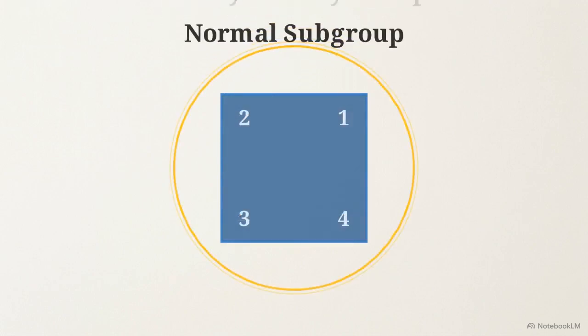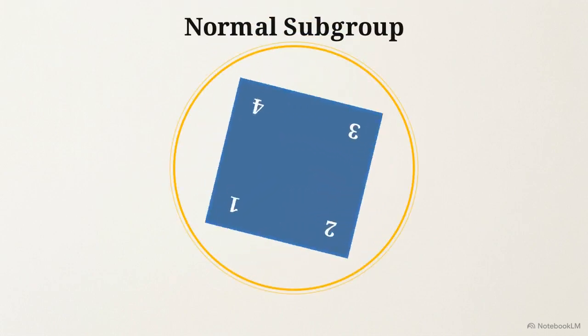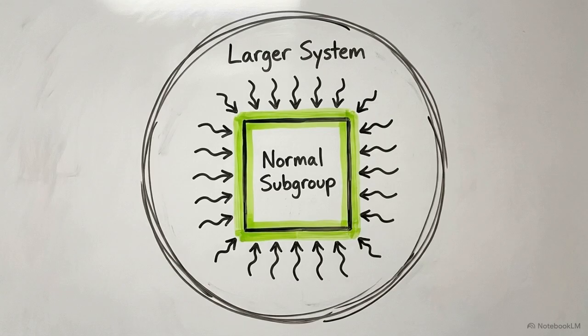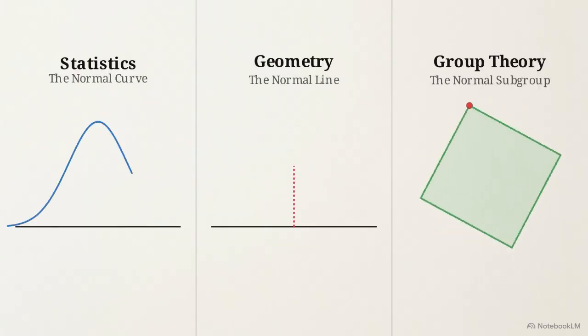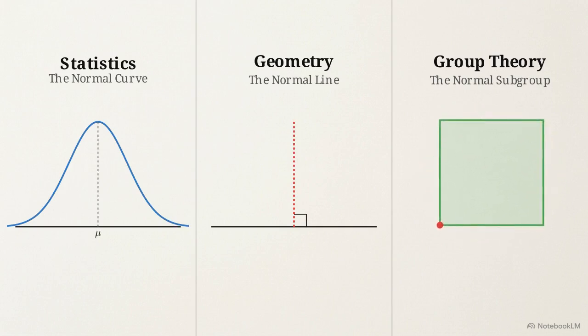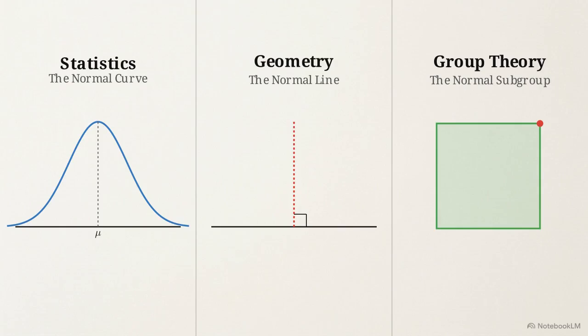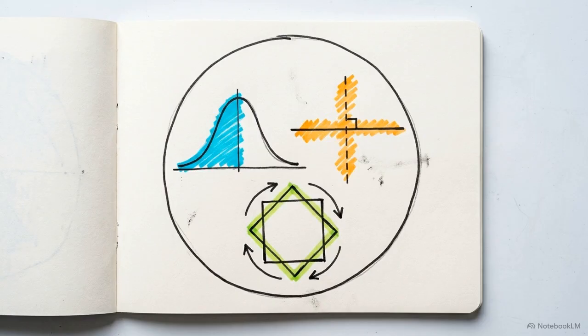If we isolate just the rotations, they form a normal subgroup, maintaining a balanced identity even when other symmetries are applied. In this context, normal describes a subgroup that is structurally stable within a larger system. These 3 definitions, a data curve, a perpendicular line, and a stable set of rotations, seem completely unrelated. However, they are all linked by a similar purpose.